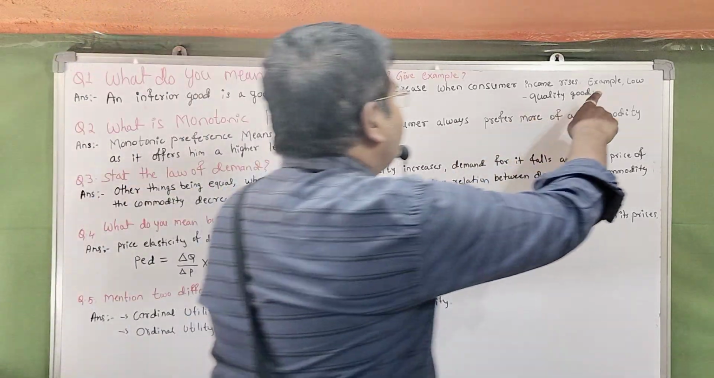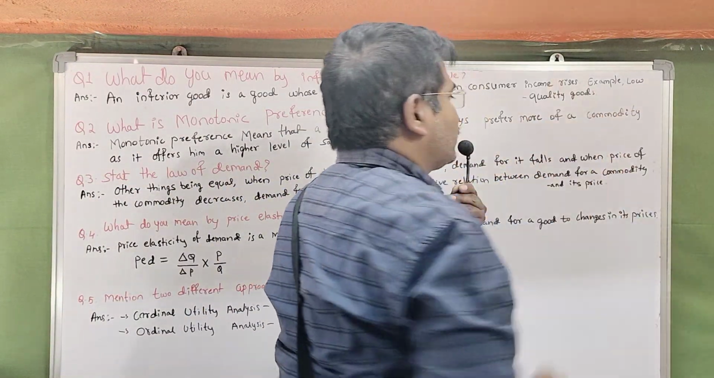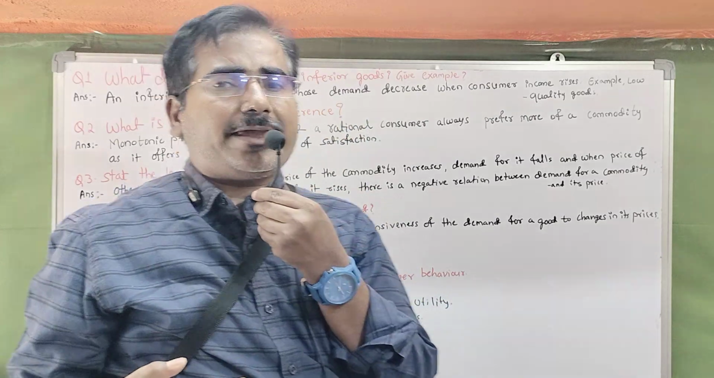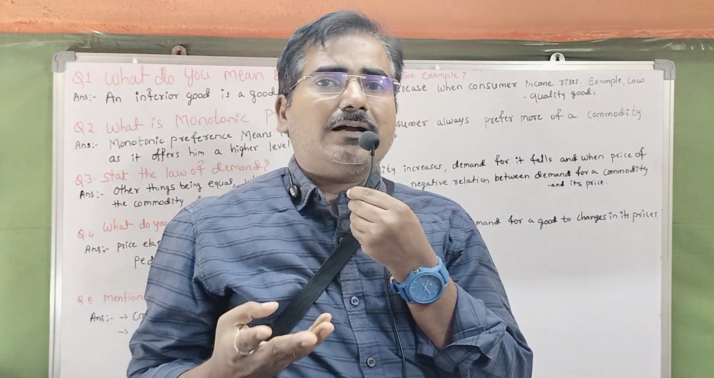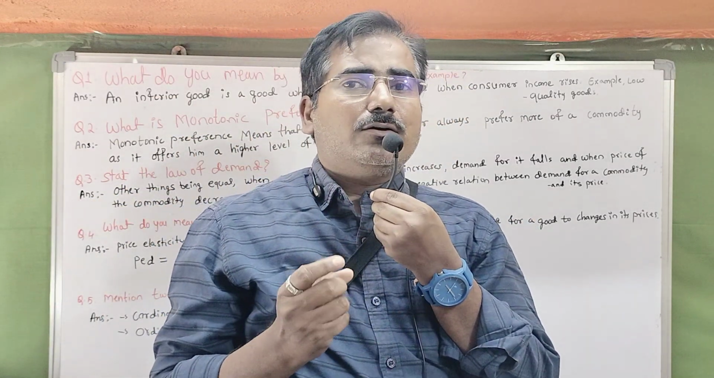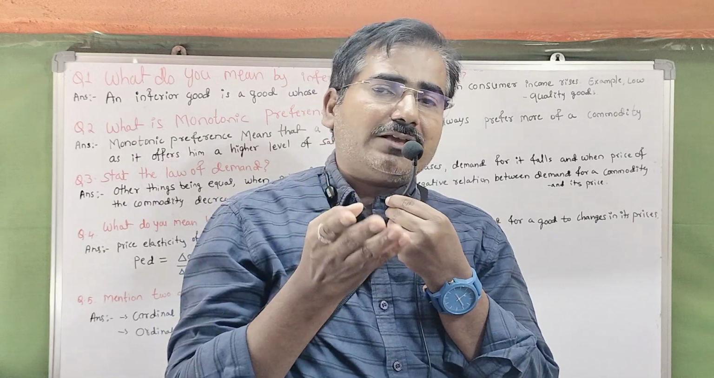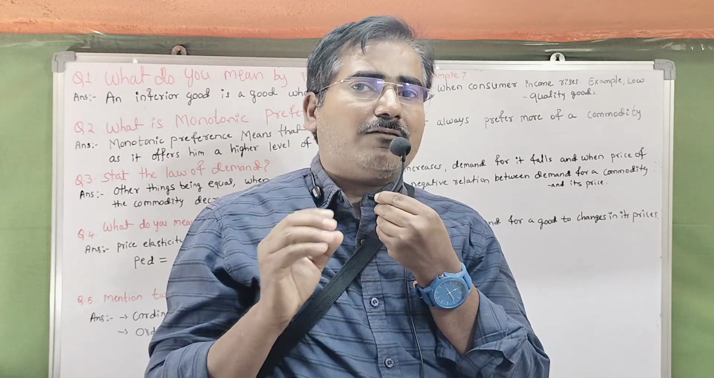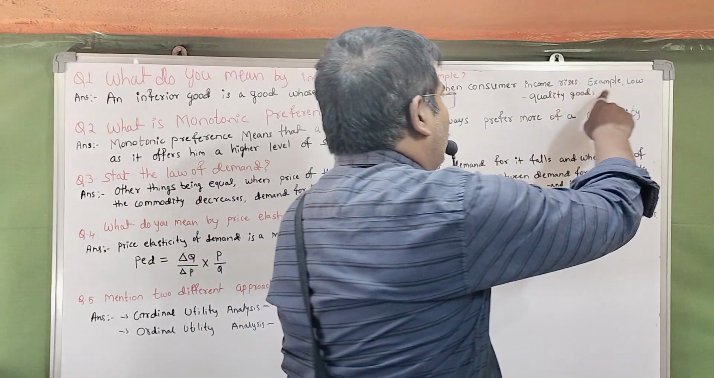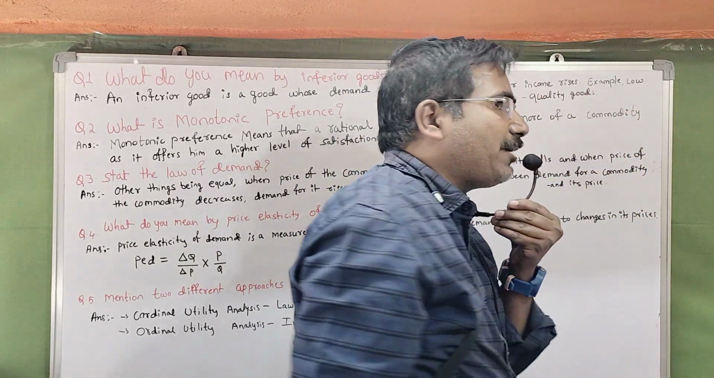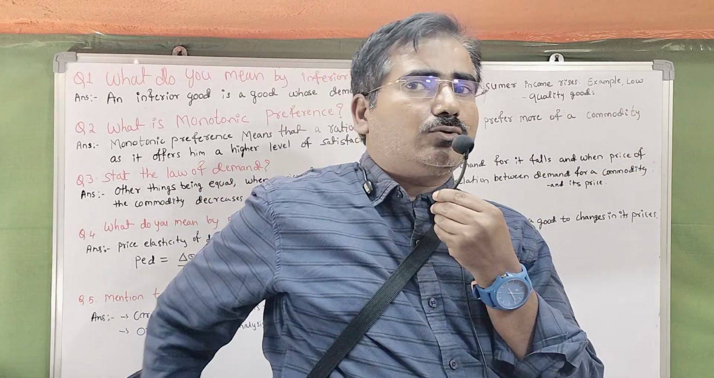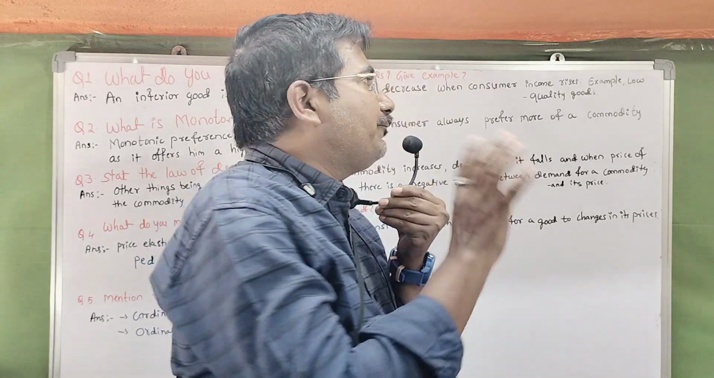For example, low quality goods, unbranded goods like finger millet, foxtail millet, bajra, jowar. These are low quality, unbranded goods, and we call them inferior goods.